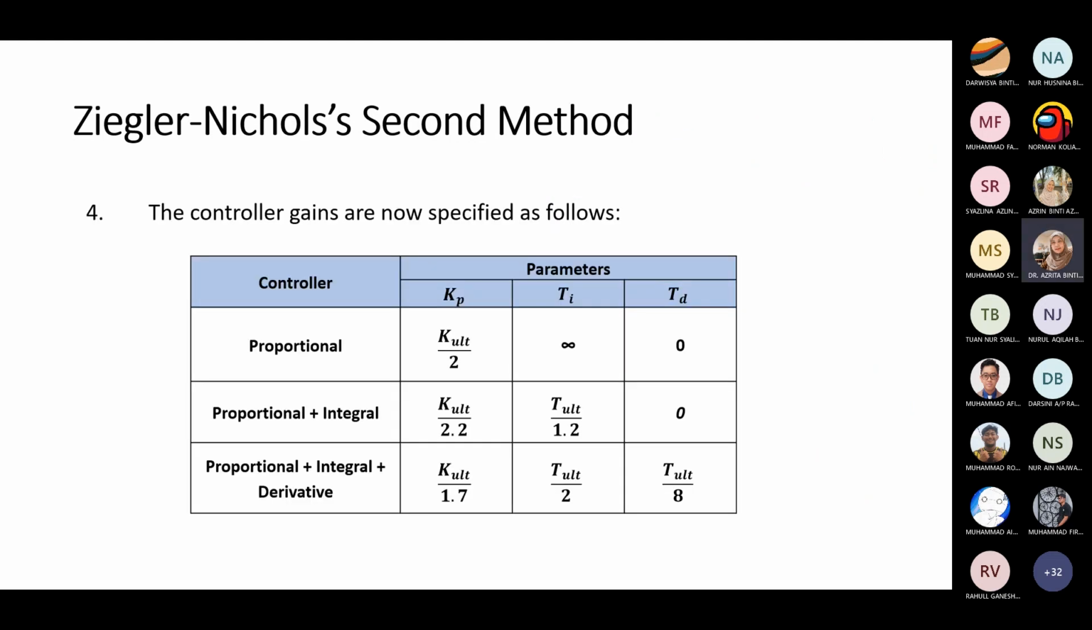And the last one, we can tune the values of gain Kp, Ti, and Td using this table, which is different from the table for the first method. So for the second method, we will use this table. If we want to design the PID controller, we will refer to this row. For the P controller, this row, and for the PI controller, this row, to obtain the values of Kp, Ti, and Td.